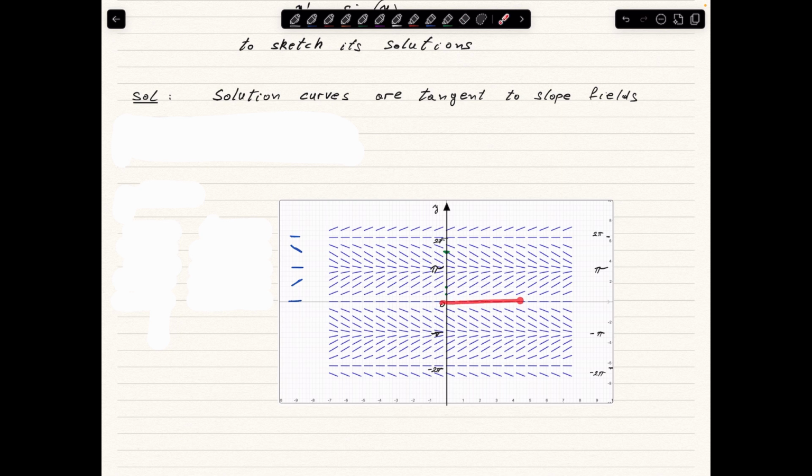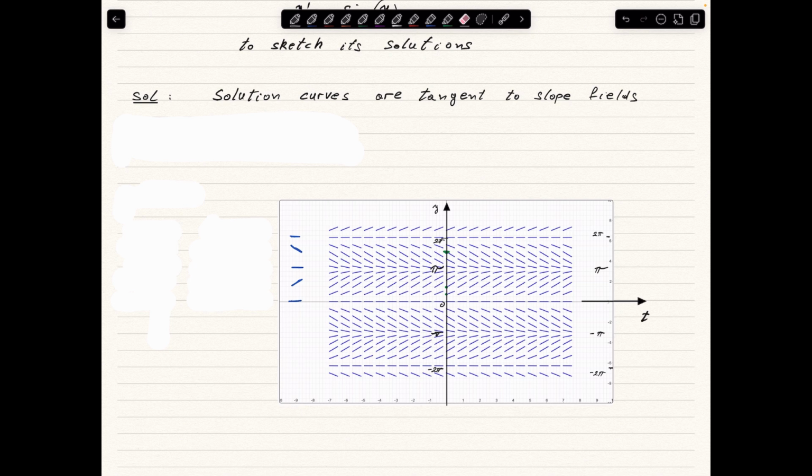Notice at 0, we get slope 0. At pi over 2, which is more or less over here, we get slope 1. Here, more or less over here, the slope is negative 1. Nothing changes along this axis, which is the t-axis. It changes only along the vertical axis. So what do we have here?